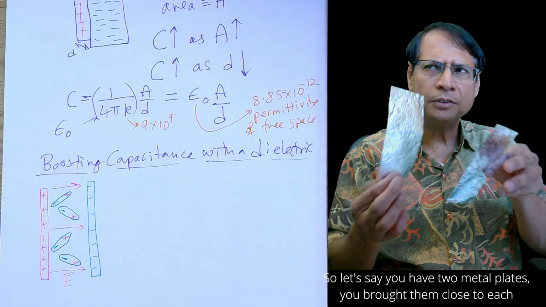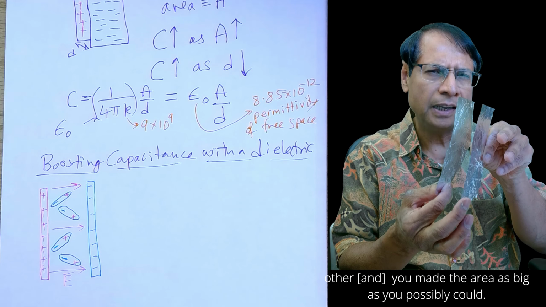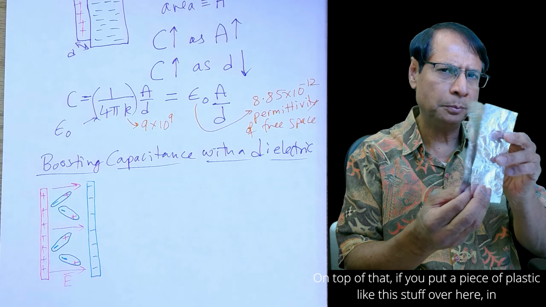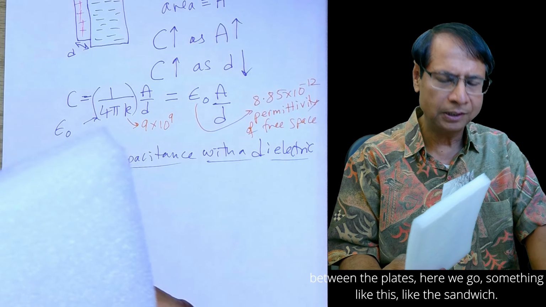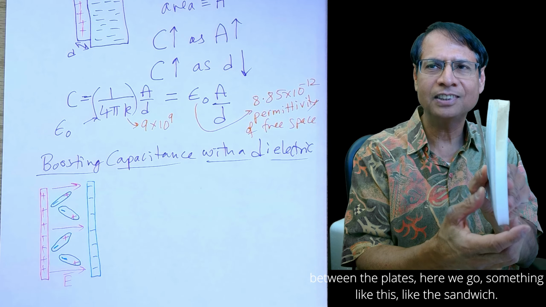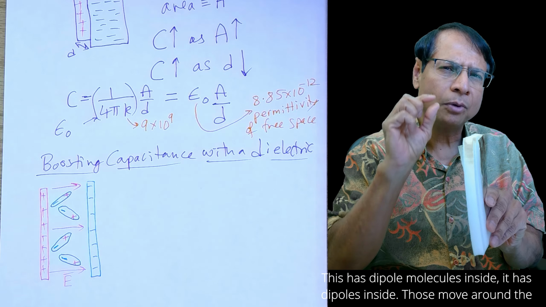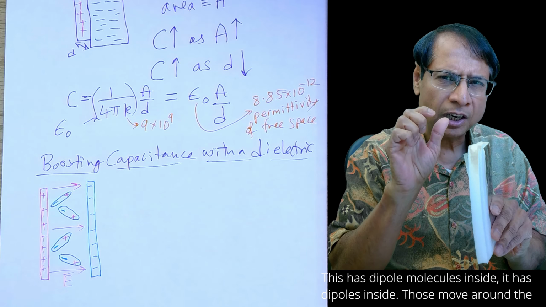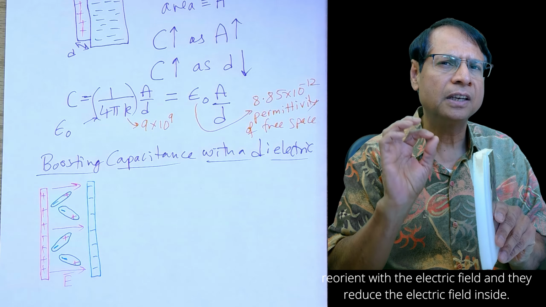So let's say you have two metal plates. You brought them as close to each other, and you made the area as big as you possibly could. On top of that, if you put a piece of plastic like this stuff over here in between the plates, like a sandwich, this has dipole molecules inside. Those move around, they reorient with the electric field, and they reduce the electric field inside.